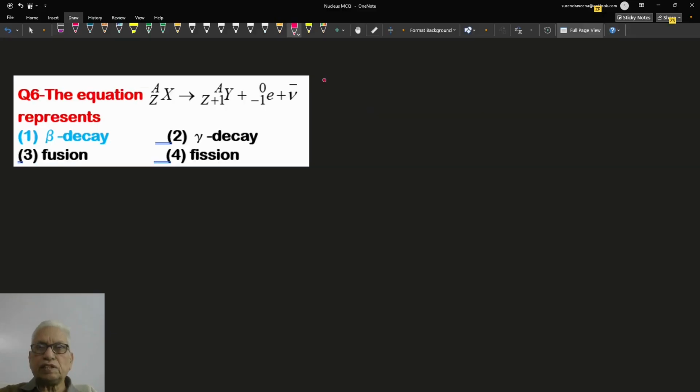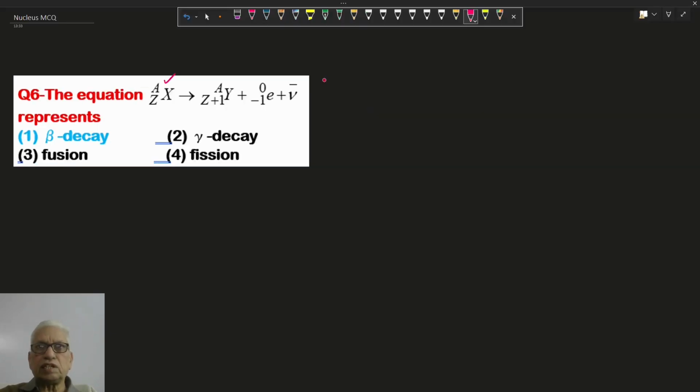Hello, in this question, X is the atom, Z is the atomic number, A is the mass number, and it is breaking, and a new nucleus is formed having Z plus 1 atomic number and the mass number with no change, and this is the electron and this is the anti-neutrino.